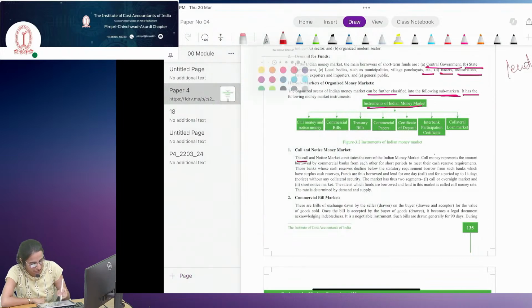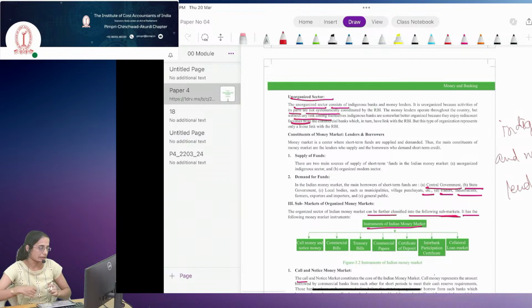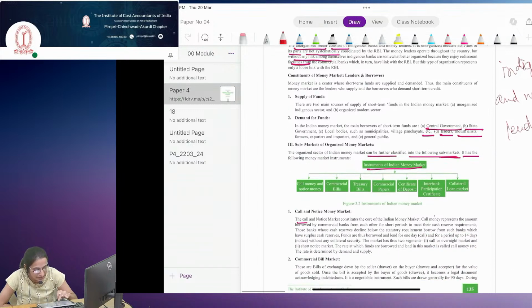So yesterday we saw, right, there are various types of sector: organized sector and unorganized sector. Organized sector was the sector which had the directions and control of the central bank, while unorganized sector comprised of indigenous banks and money lenders which were not under the direct directions or control of the Reserve Bank of India. Now we will see sub-markets of organized money market.